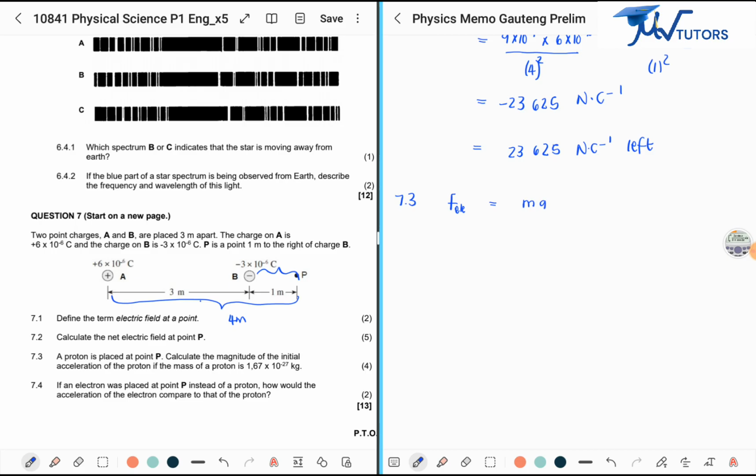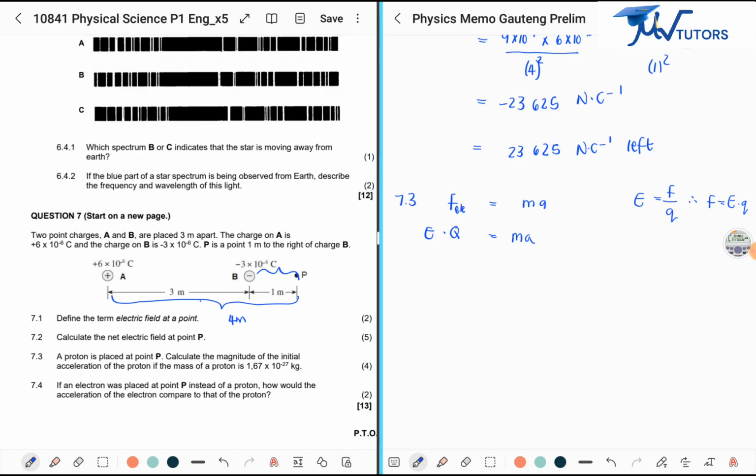And that force, remember we said that the electric field at a point is the electrostatic force per unit positive charge. So the force has to be equal to the electric field at a point multiplied by the charge. Okay, so in this case, the electrostatic force is equal to the net electric field at point P multiplied by the charge, and that's equal to mass times acceleration.